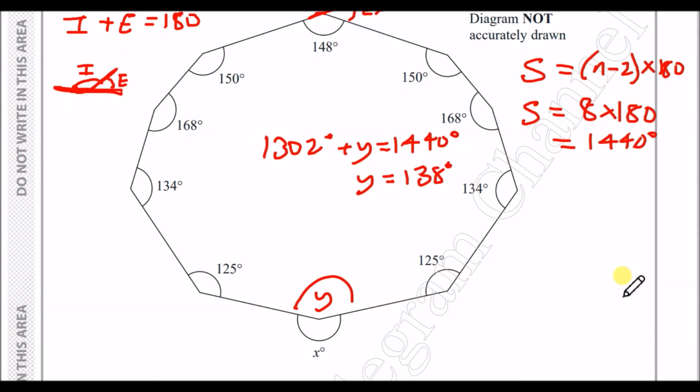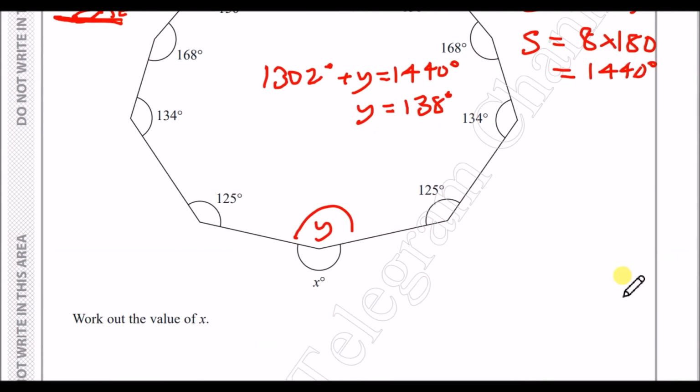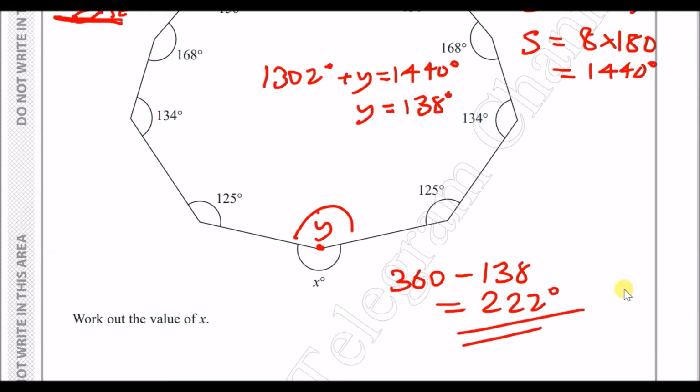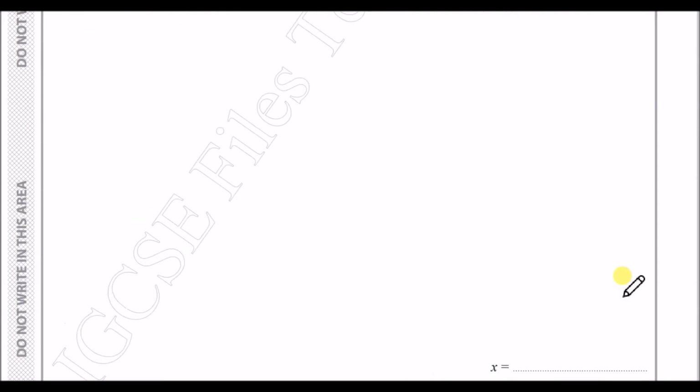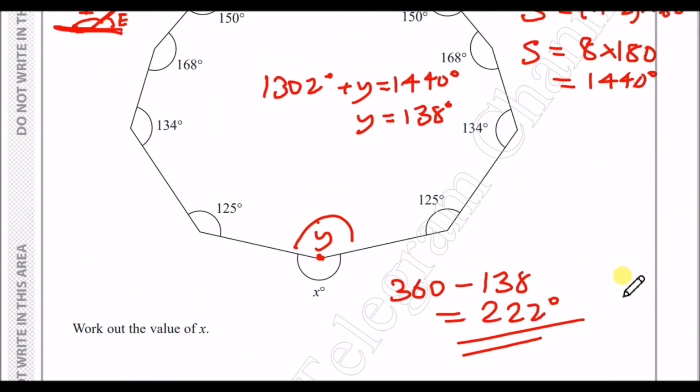On the outside, we want to get x. So another thing you need to know, guys, is that all angles around a point add up to 360, yeah? So x and y make 360. That means 360 take away, I'll write down, 138 degrees, is going to give us the answer. So 360 take away that will give us 222 degrees. Cool. That's it. And that's your x done, guys. And what's that worth? Please don't say it's worth 2 marks. 4 marks. Alright, cool. Not too bad.